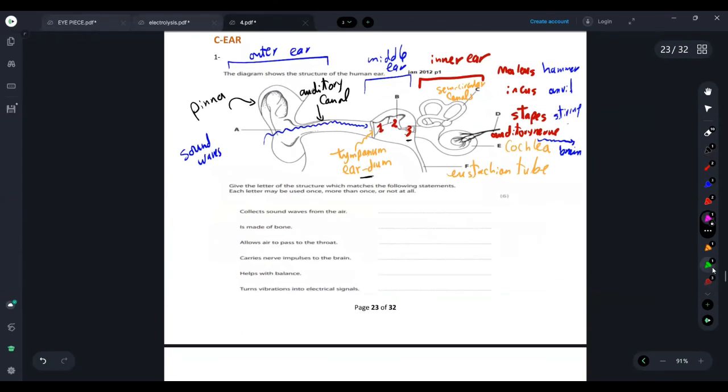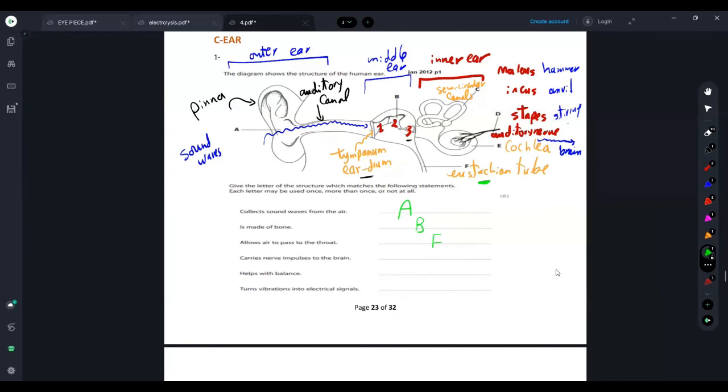Now we go for one or two questions just as a recap. Collect sound waves from the air. Of course, this is the pinna, letter A. Made of bone. Of course, this is the ossicle. This is the anvil, precisely. Allow air to pass to the throat. I just briefly said that this is the Eustachian tube or Eustachian canal. Eustachian is a scientist, by the way.